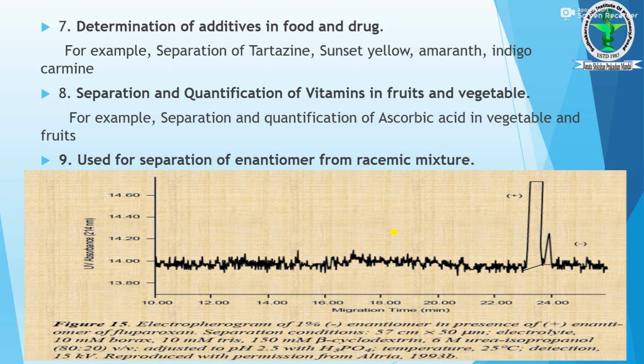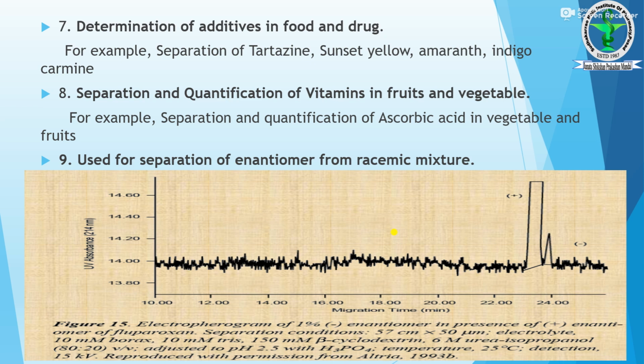Then we can also use it for determination of additives in food and drugs, for the separation of tartrazine, sunset yellow, amaranth, indigo carmine. So many things are there. We can study separation and quantification of the vitamins in fruits and vegetables. The separation and quantification of ascorbic acid in vegetables and fruits can be studied.